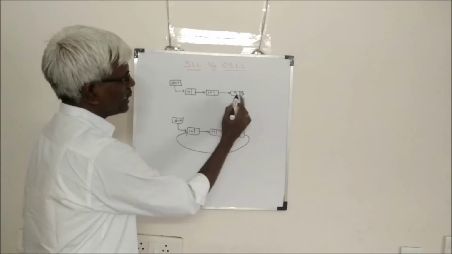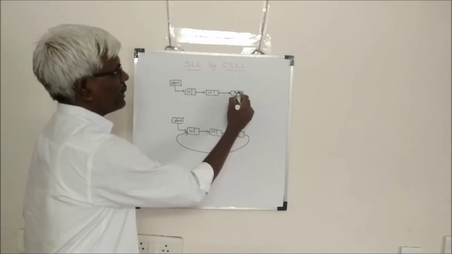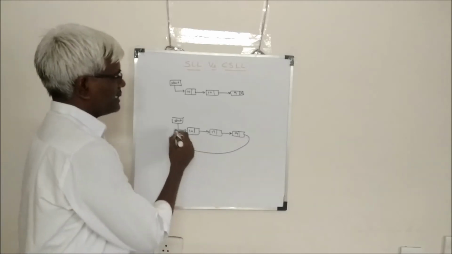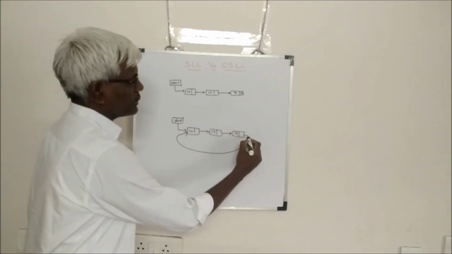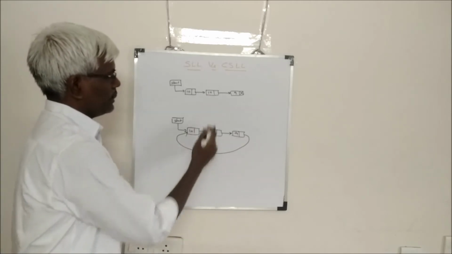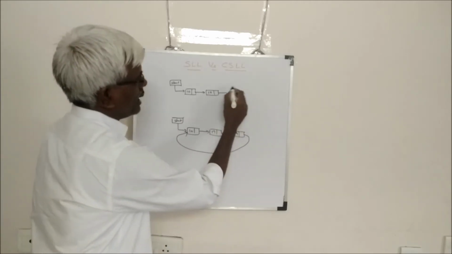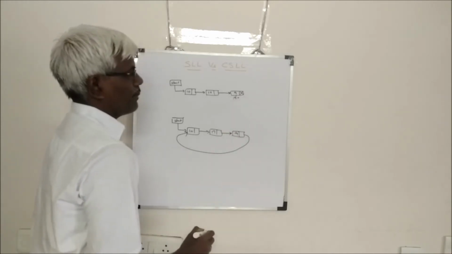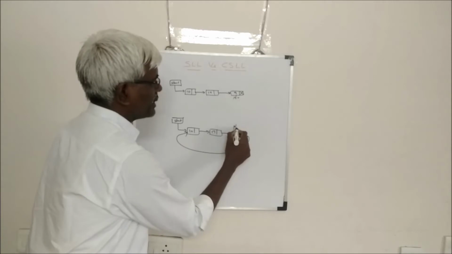This link is the only difference between the singly linked list and the circularly singly linked list. In a singly linked list, the next pointer of the last node consists of a null value, whereas in the circularly singly linked list, the last node points to the first node. If you imagine the last node, the name of the last node is PTR. Similarly here also it is PTR.